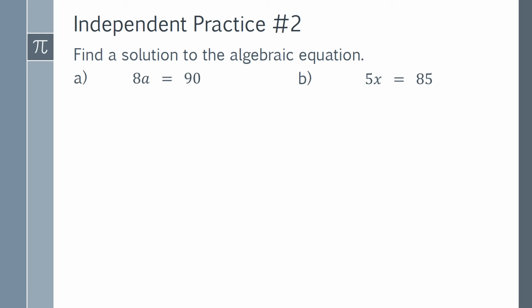Independent practice number 2. Find a solution to the algebraic equation. Part A. 8a equals 90. Part B. 5x equals 85. Now is a good time to pause this video and work on these problems if you have not done so already.